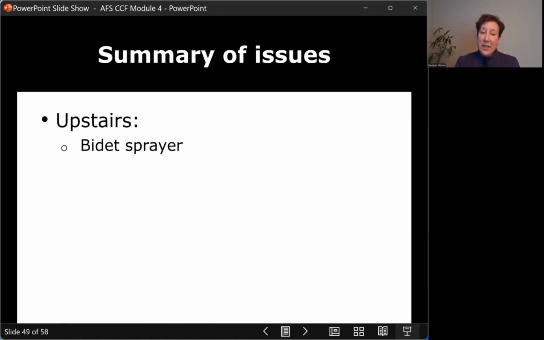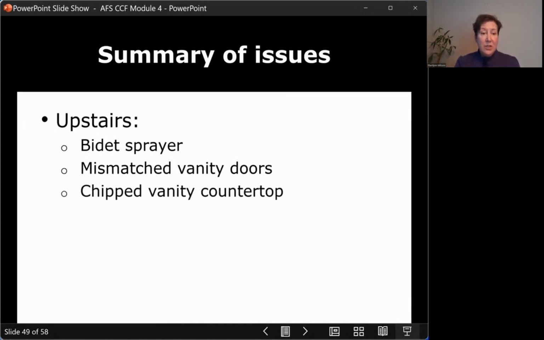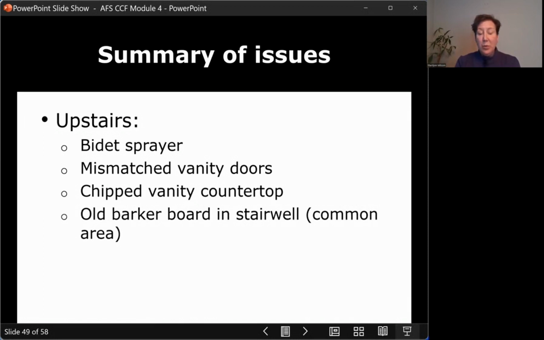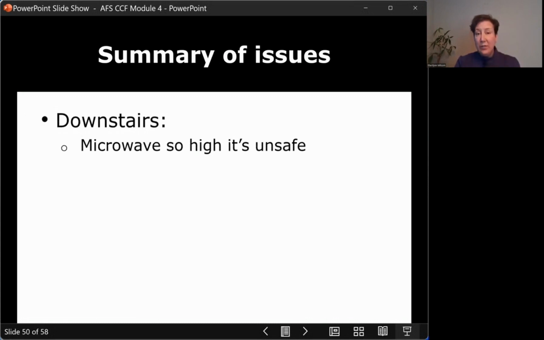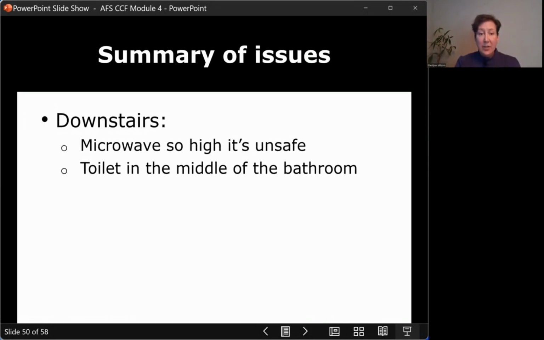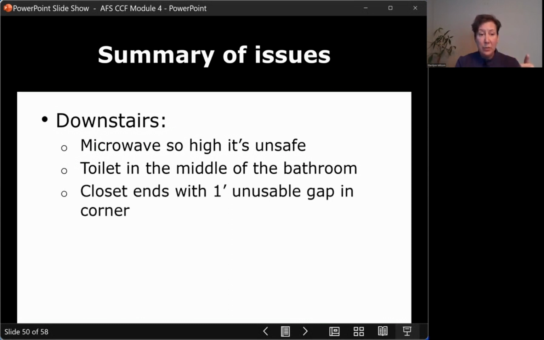Also upstairs, the bidet sprayer would have to be removed and the plumbing fixed. Mismatched vanity doors. The countertop was very chipped in there. And that old Barker board in the stairwell looked incredibly dated. Downstairs, we had the microwave so high that it is unsafe. The toilet in the middle of the bathroom. So those were two major issues for me.